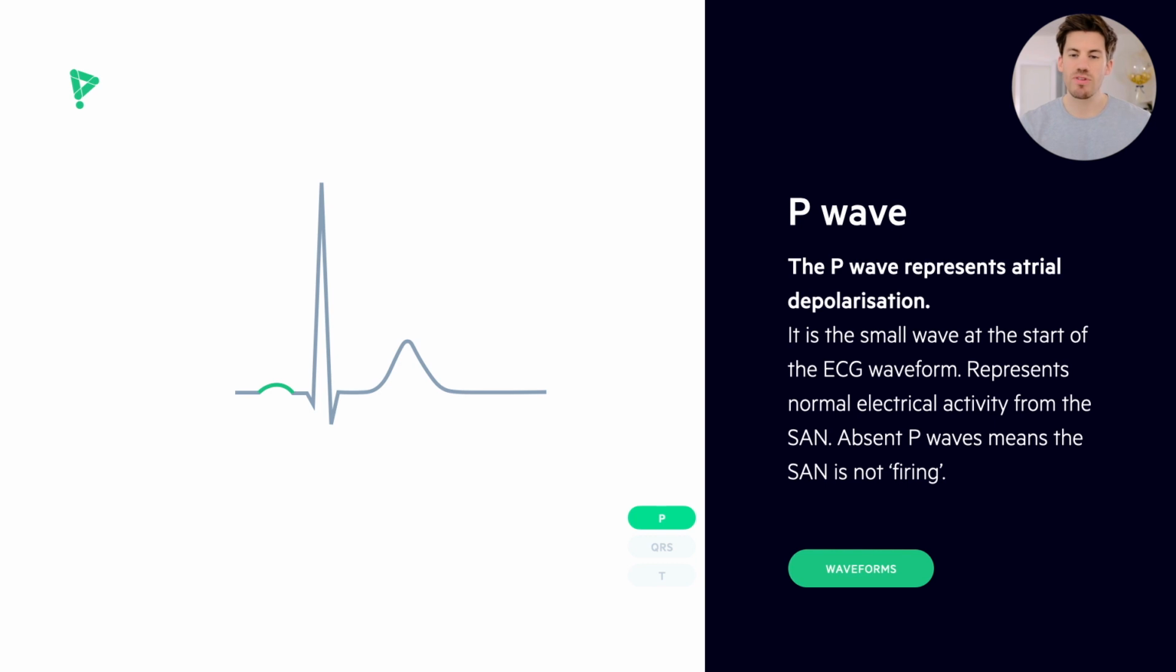The absence of P waves means that the SAN is not firing properly. Or if we get an abnormal looking P wave, it's occurring somewhere else within the atria. So for a normal appearing P wave, we need nice coordinated electrical activity starting in the SAN and traveling down to the AVN.